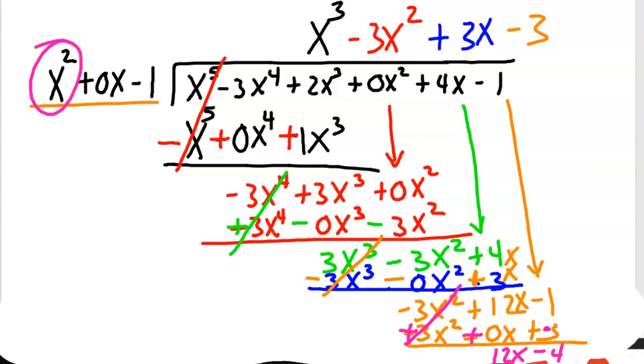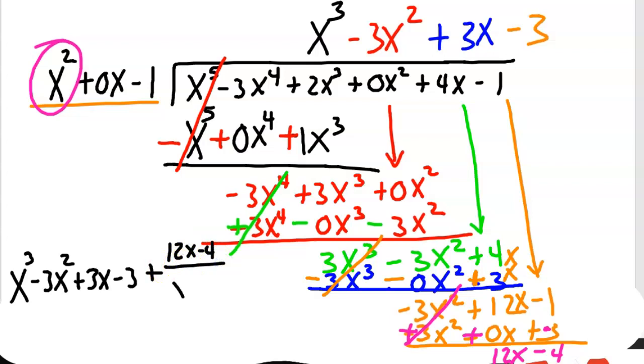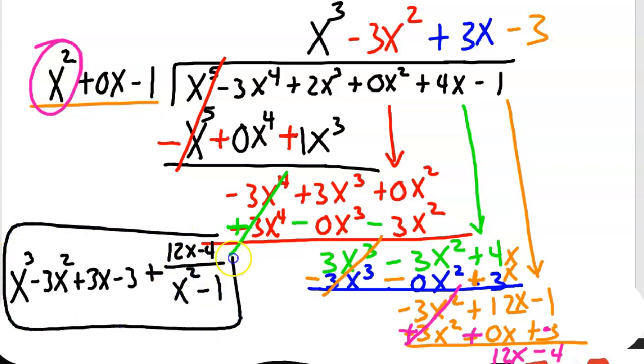And so we can actually write out our final answer here. My final answer is the quotient, which is everything on top, x cubed minus 3x squared plus 3x minus 3. And then plus my remainder, which is 12x minus 4 at the very bottom there, over my divisor, which is x squared. We don't need the 0 in our final answer, so I'm not going to put the 0x in there. And that's our final answer there.